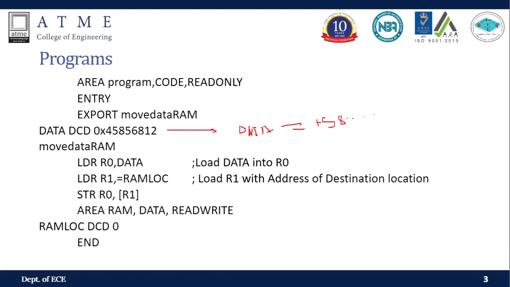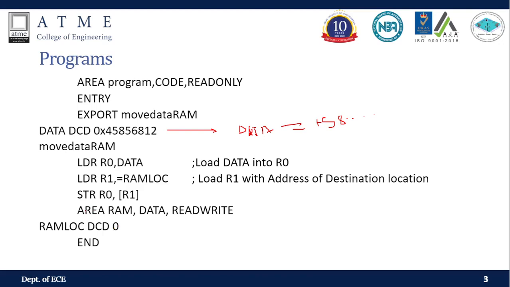So this entire thing is actually done in only these three instructions. But for doing that, we have to remember to initialize the variables that we want to use. So the first variable we initialize is data DCD. Second one is your ramlock DCD.